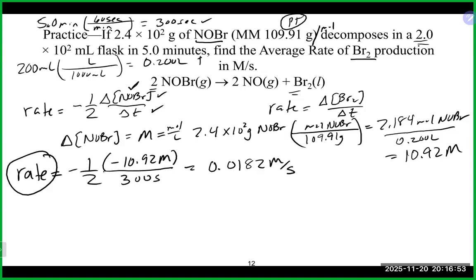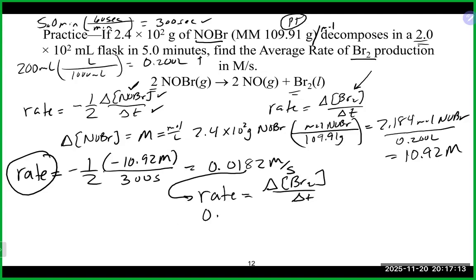So again, this helps us with what we're really interested in, which is Br2. We can see by looking at that rate expression that the rate is equal to the change in concentration of Br2 over the change in time. And frankly, there's our answer right there, since that is equal to the rate: 0.0182 molar per second equals the change in the concentration of Br2 over the change in time.